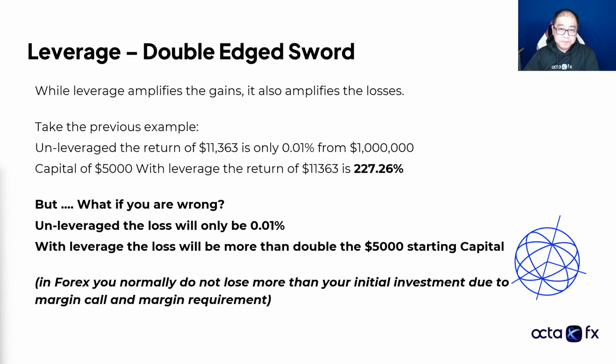Okay, but if you are wrong, if you have it unleveraged, without leverage, the loss, if it goes against you, will be 0.01%. But with leverage, the loss will be more than double the 5,000 starting capital. Okay, the loss will be 11,000. But because of the margin requirement and the margin call, typically you don't go all the way to losing double your capital, because you get a margin call.